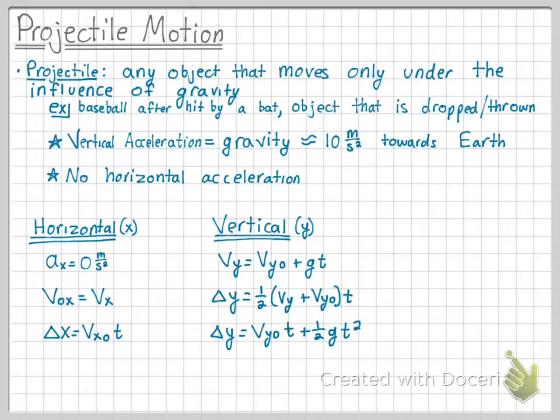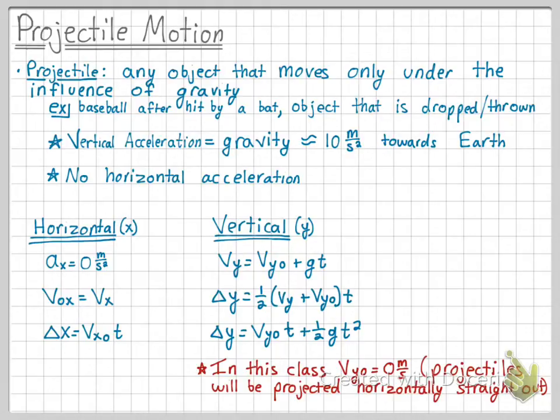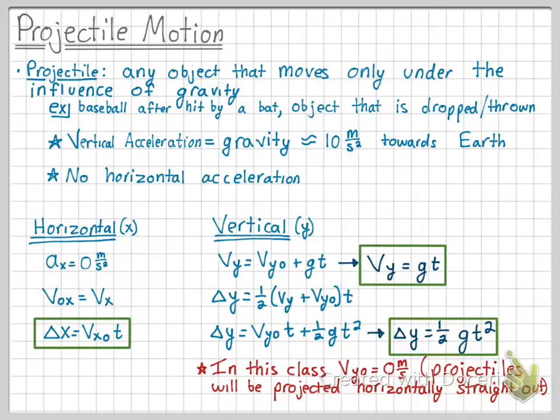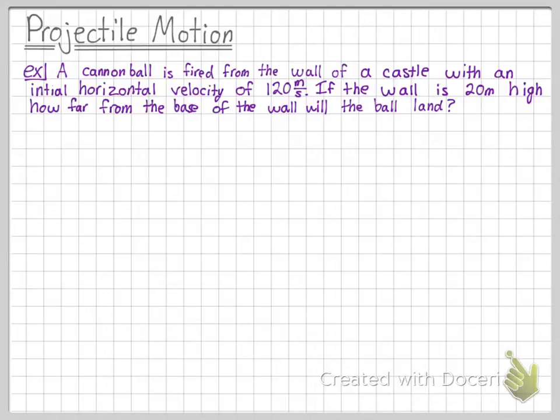In this class, whenever we are analyzing projectile motion, we will assume that the initial y velocity will always be 0. This means that our objects will be projected straight out instead of projected up or down at an angle. This way we can avoid trigonometric functions. Knowing this, we can simplify our equations, and we find these three equations that we will use when analyzing projectile motion problems. So let's finish this video up with an example.